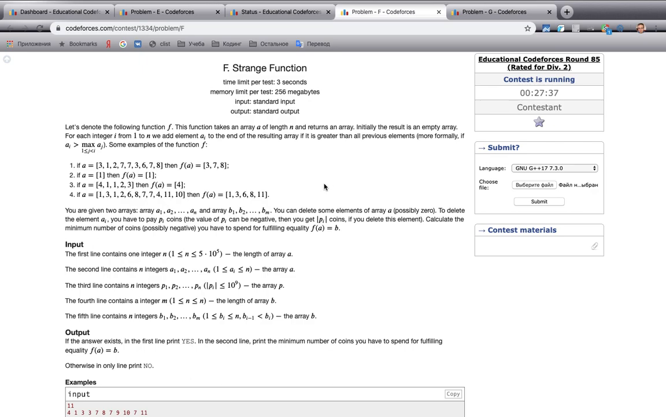We have an array, and we also have the prices that we have to pay to remove the i-th element of this array. We can remove some elements, paying some prices, and we want to get an array such that when we apply this function we will get the array B, which is given to us, and we cannot change it.